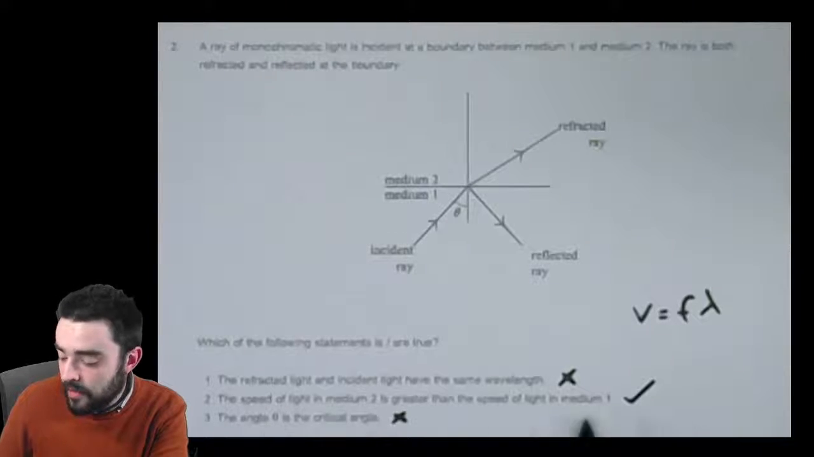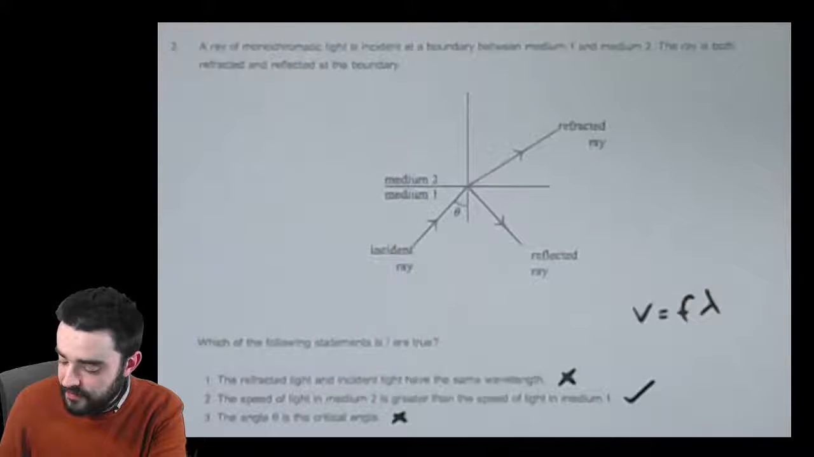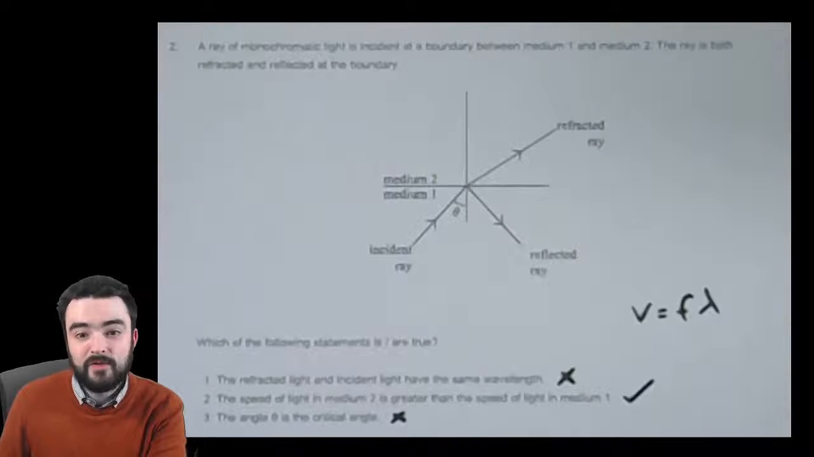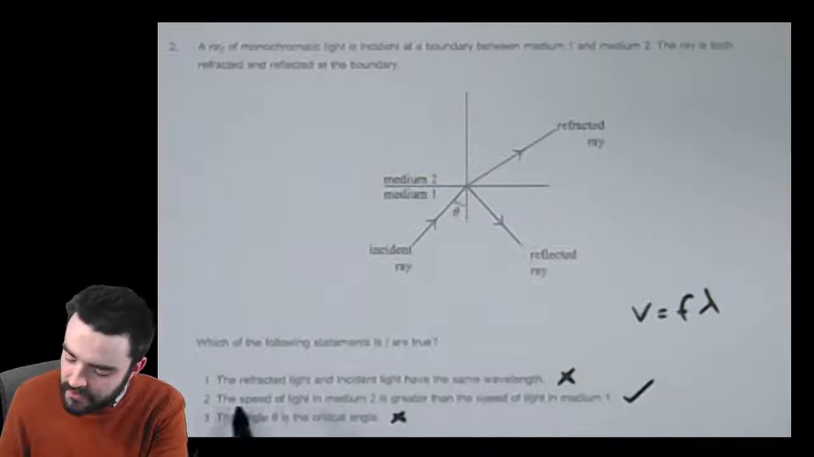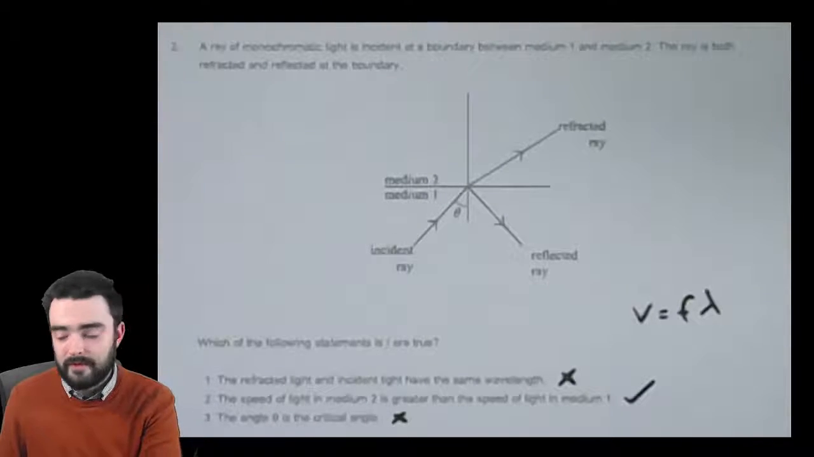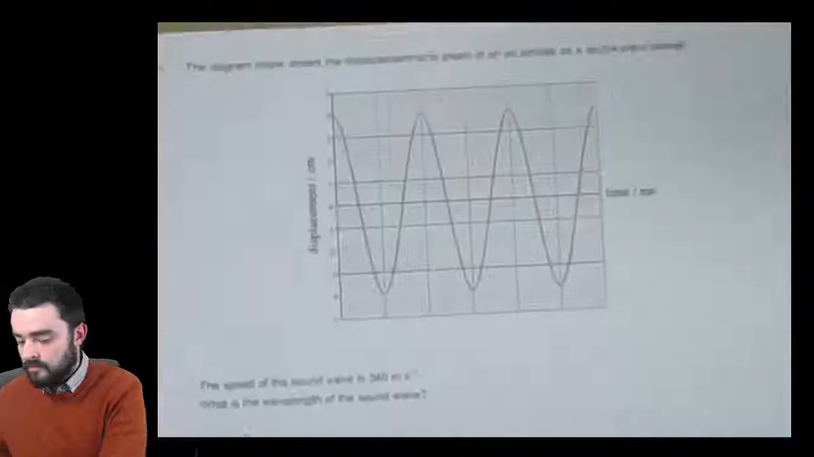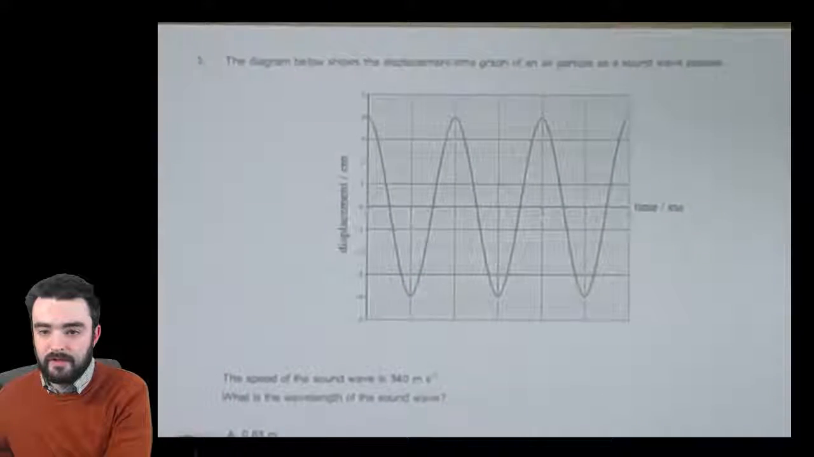But if you didn't know whether that was correct, you could potentially work out what it was, because all of them say that at least one thing is true. So if you knew that wasn't true and you knew that wasn't true, but you weren't sure about this one, you'd still be able to answer that question. So on to question 3.